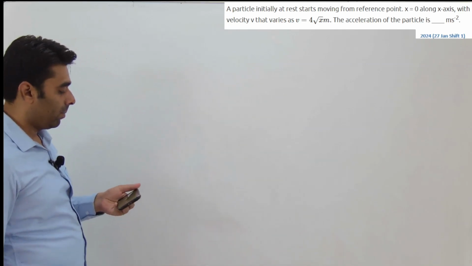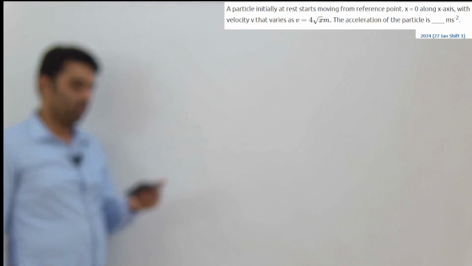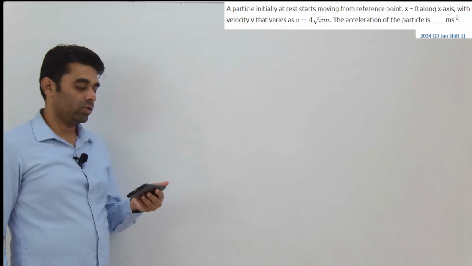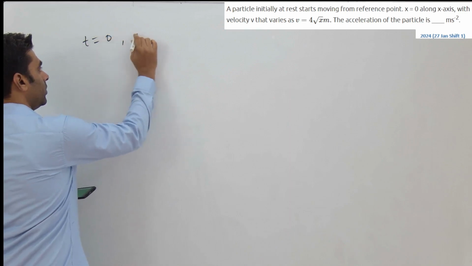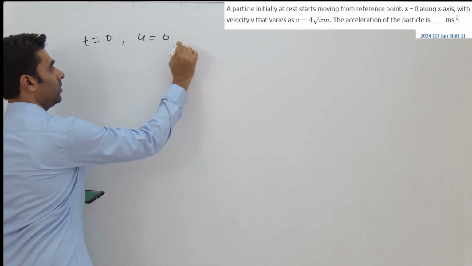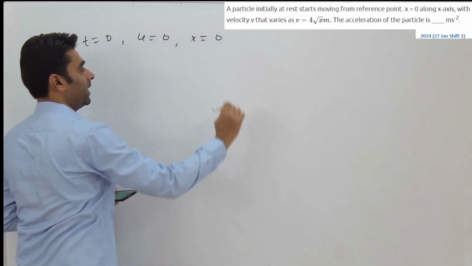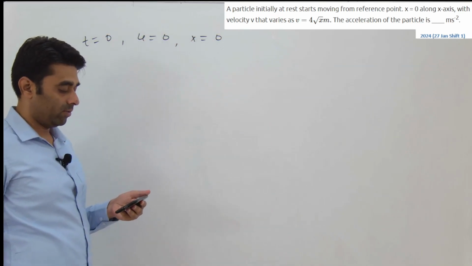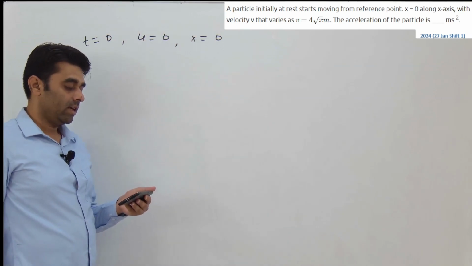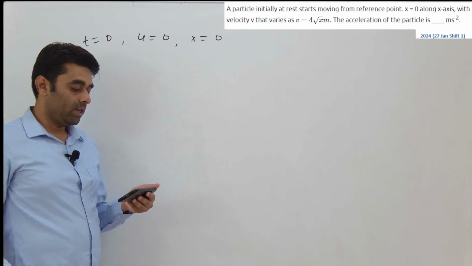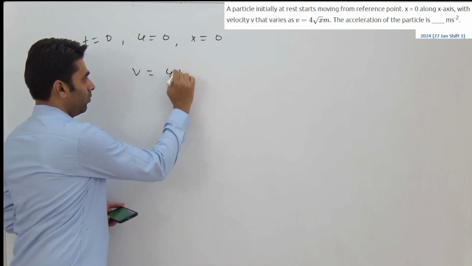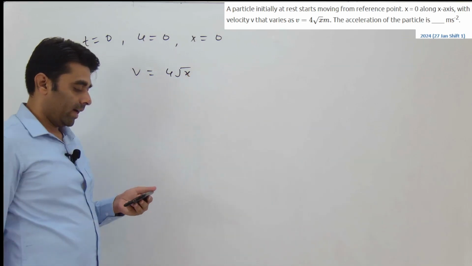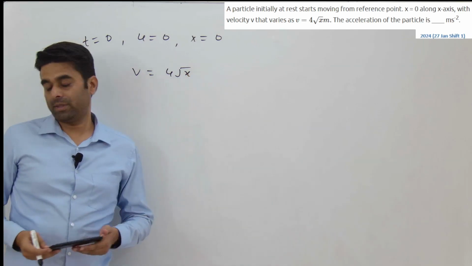It says a particle initially at rest is moving from reference point x equals 0 along the x-axis. So at t equals 0 it starts from rest, that means u is 0 and it starts from x equals 0. This is the initial situation, with velocity v that varies as v equals 4 root x meter. The acceleration of the particle is dash meter per second square.